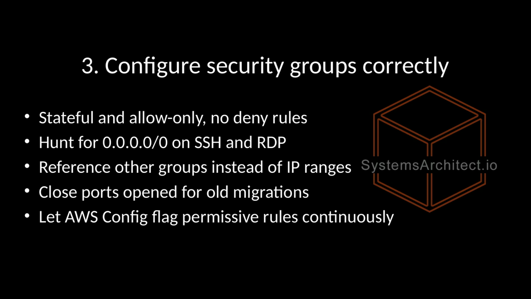Reference other security groups as sources instead of raw address ranges. The rule then keeps describing your intent as instances are replaced.